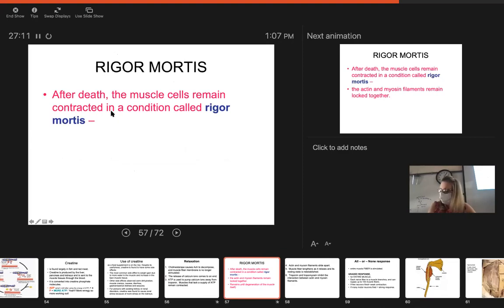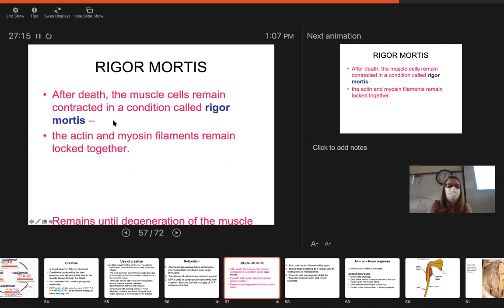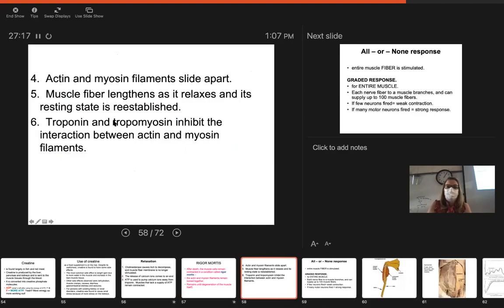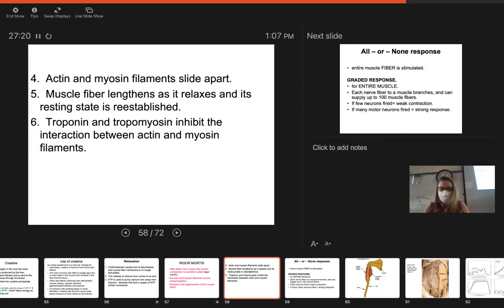Okay, so you already know what rigor mortis is, right? The actin and myosin stay locked together. So I'm not going to go through that too much. But okay, number 4, 5, 6 are on there. Troponin and tropomyosin are inhibited. They stay apart. You are relaxed.